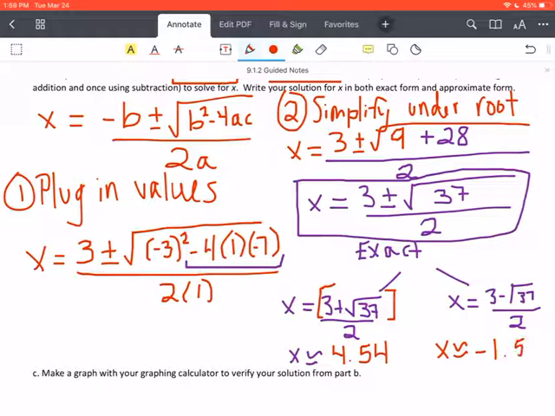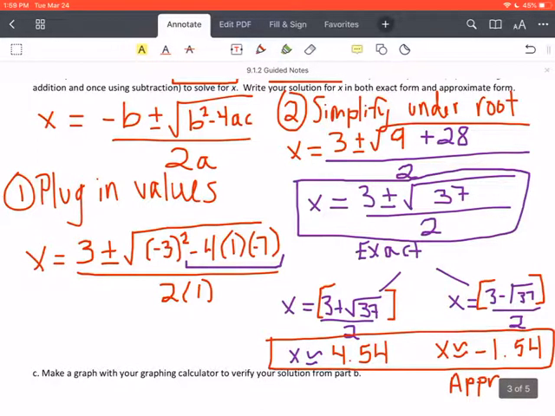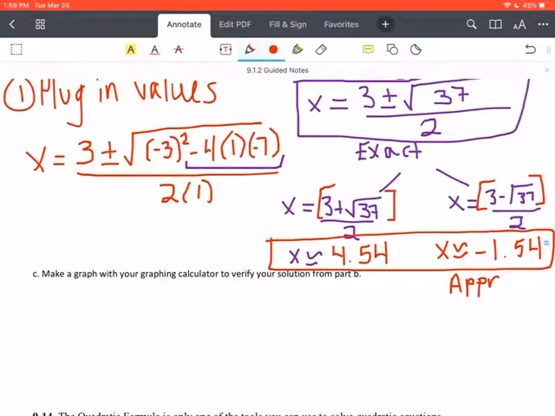I'm serious when I say that so many people get the right answer with their exact, and then they can't get the approximate because they type it into the calculator wrong. So go ahead and circle this to see that this is the approximate answer. And that is how you use the quadratic formula. So it's very procedural, but you have to remember the formula, or else it does you no good.